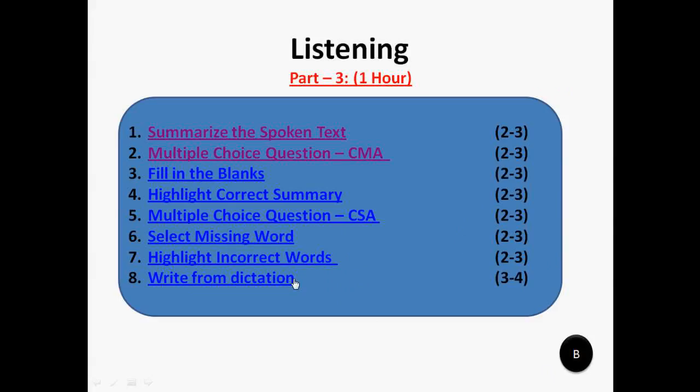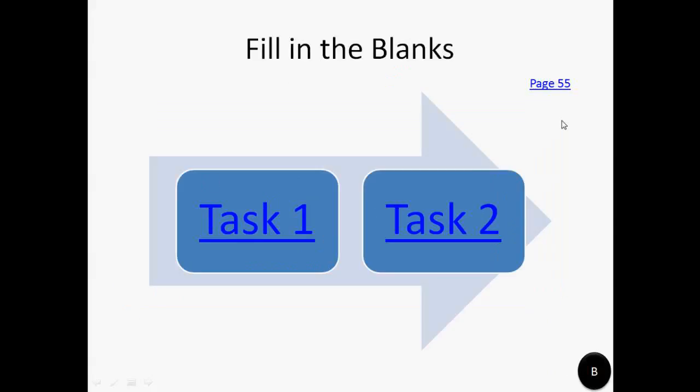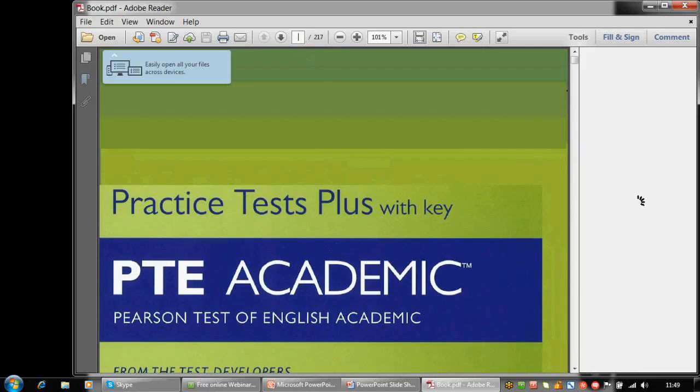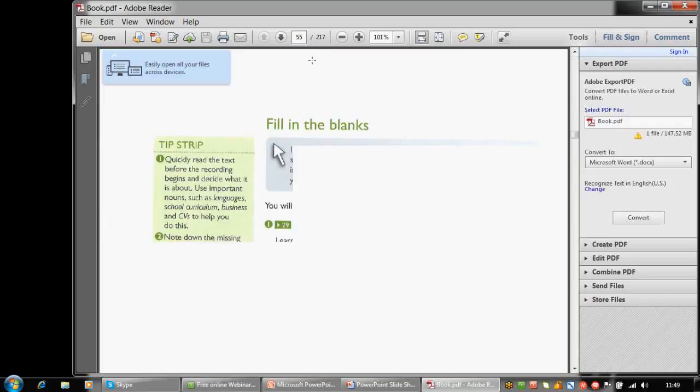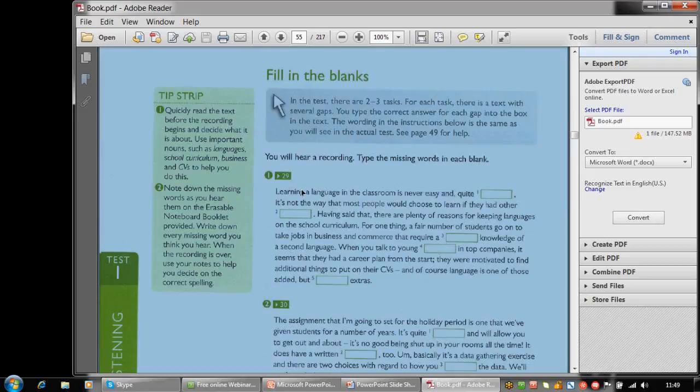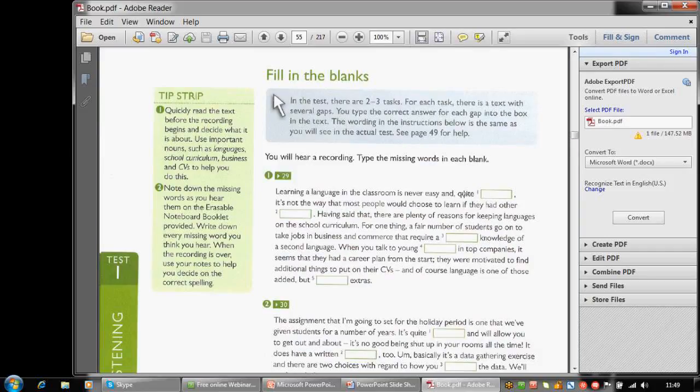Okay? And this section is so easy, you feel happy when you're doing this section, because if you see here in the fill in the blanks, page 55, it's very interesting, okay? And it will make you feel very happy because the answers are given by the speaker only, okay? The speaker says, learning a language in the classroom is never easy and quite, he gives the answer to you. The only thing is you have to listen to him very carefully and don't go along with him. Learning a language, don't go along, just be available over here, quiet. So be there. When he comes to quiet, listen very carefully to what is the answer that he's giving you.